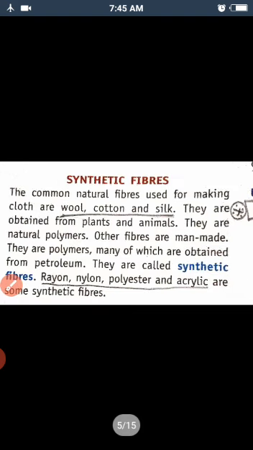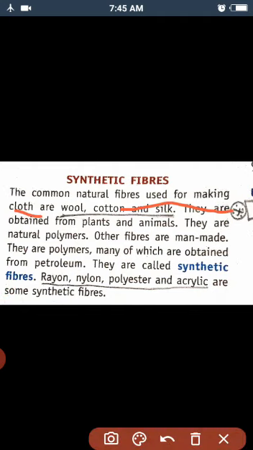Next, synthetic fibers. Fibers that are naturally obtained are called natural fibers. Examples: the common natural fibers used for making cloth are wool, cotton and silk. Natural fibers are obtained from plants and animals, but some fibers are made by humans, and those are called synthetic fibers. Synthetic fibers are obtained from petroleum.